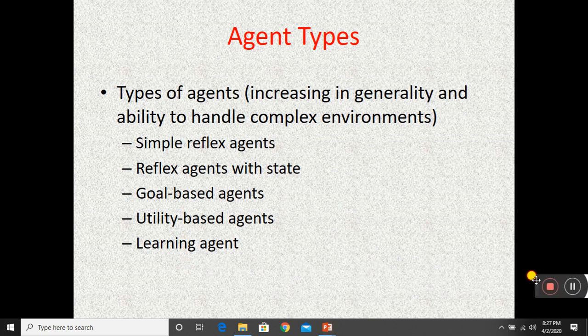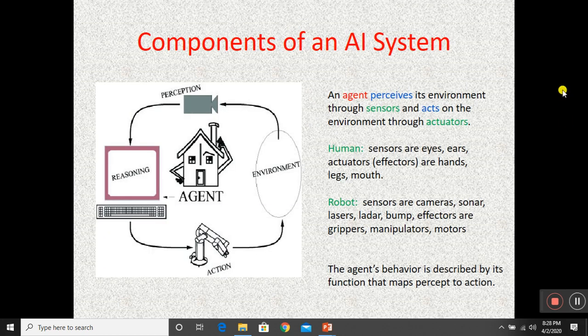So, the topic that we have to discuss today is a very important topic: what is an agent and what are the different types of agents. An agent is the fundamental component of an AI system.